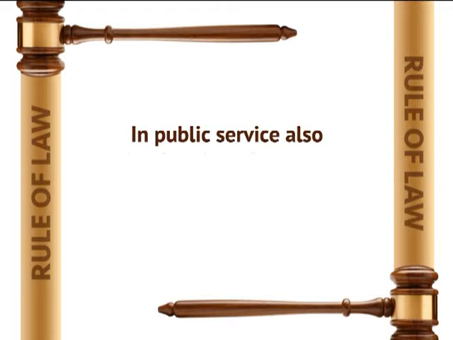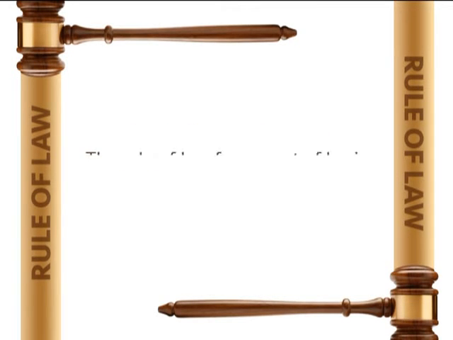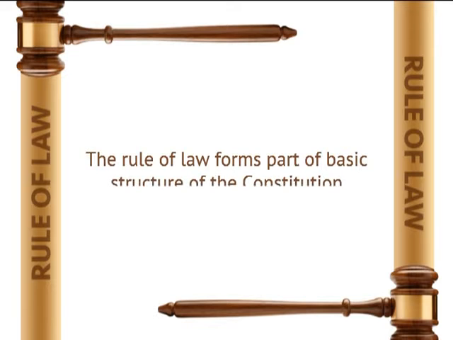Government and public authorities are also subjected to the jurisdiction of ordinary courts of law, and for similar wrongs are to be tried and punished similarly. They are not immune from ordinary legal process, nor are any provisions made regarding separate administrative courts and tribunals. In public service also, the doctrine of equality is accepted. The rule of law forms part of the basic structure of the Constitution.